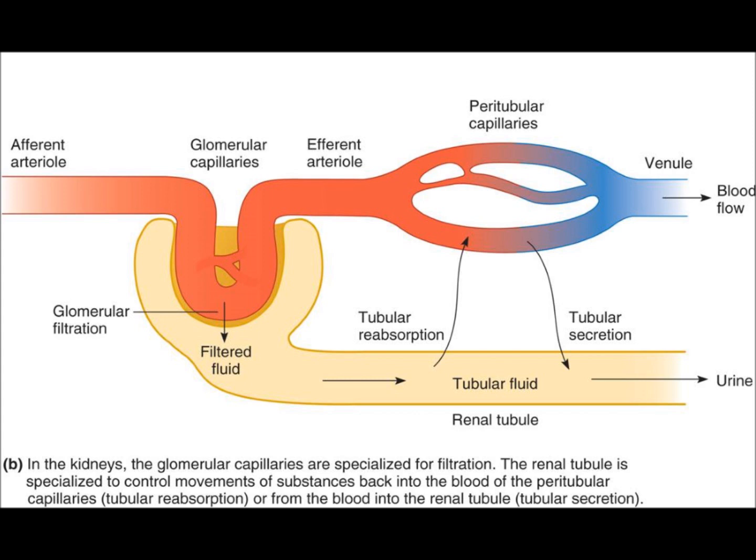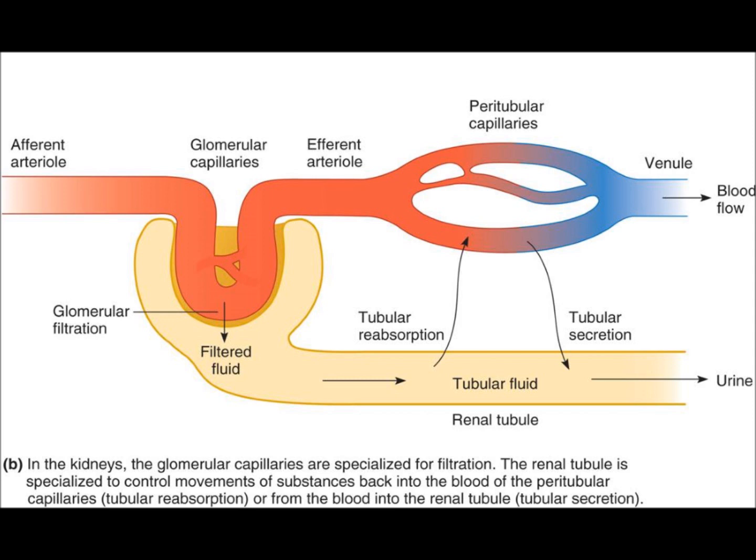The last parts of urine formation are tubular reabsorption and tubular secretion. They occur as the capillary and renal tubule travel along. Tubular reabsorption is the process where substances are transported out of the tubular fluid through the renal tubule epithelium and back into the blood. The reabsorbed things include water, ions, and glucose.